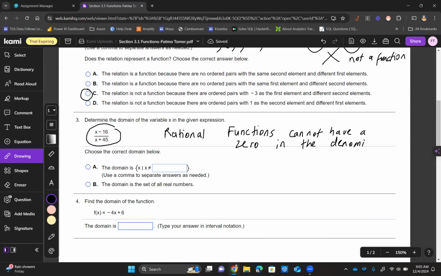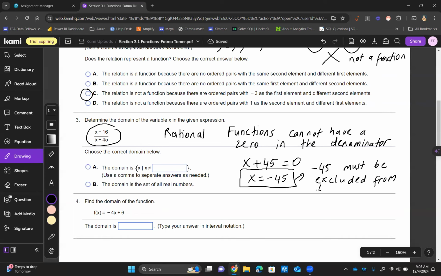So whatever number makes the denominator equal to a 0, that number must be excluded from the domain. So the denominator here, x plus 45, when I set this to a 0, I can find out what number makes it a 0. If you solve this very simple linear equation, whenever x is -45, -45 plus 45 gives me a 0 in the denominator, which is a problem. So -45 must be excluded from the domain. Every other number is good to use, but only -45 will be excluded from the domain.